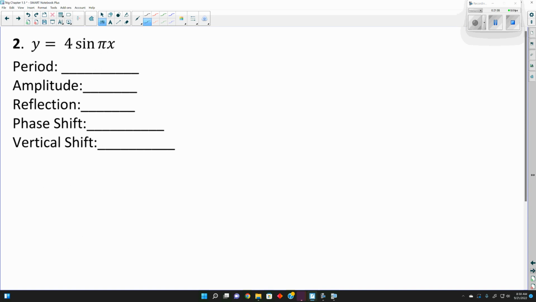For sine of pi x. So if we wanted to find the period, what would we do? 2 pi over pi. And 2 pi over pi is 2. So the period is 2. And that would be a lot faster than 2 pi, because 2 pi is going to be about 6.28. So it is a decent bit faster.